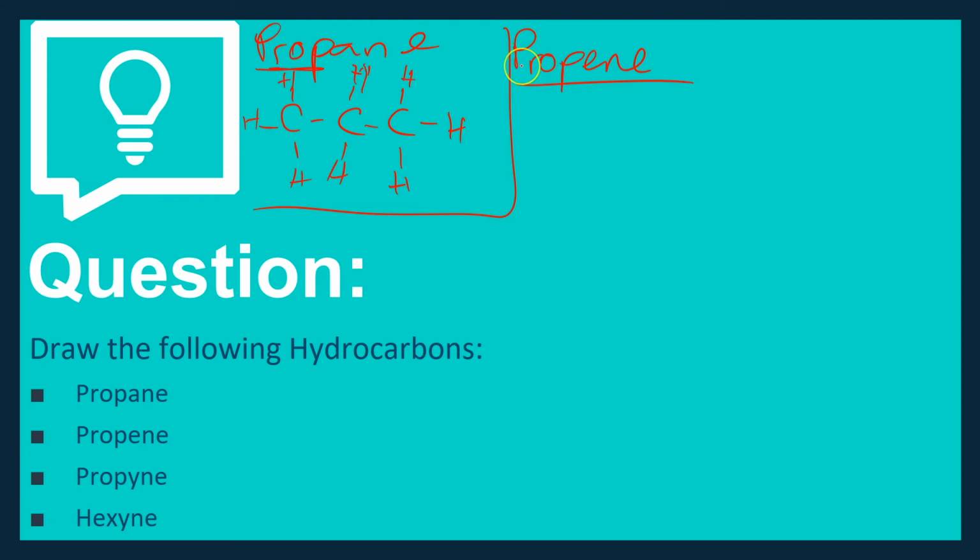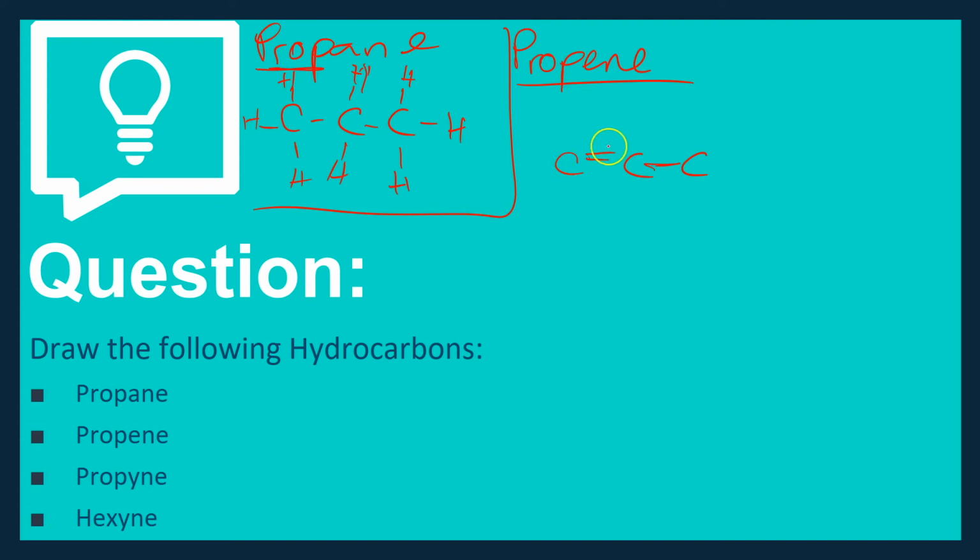Okay, same deal. It also begins with prop, so we have 3 carbons. 1, 2, 3. But it ends in E-N-E, so we know we have to put a double bond somewhere. Let's put it here. Oh, that's a triple bond. Oh dear. Okay, there we go. So we've got our double bond there. All right, so now we're going to draw in our other single bond there, and we're going to draw in our hydrogen line.